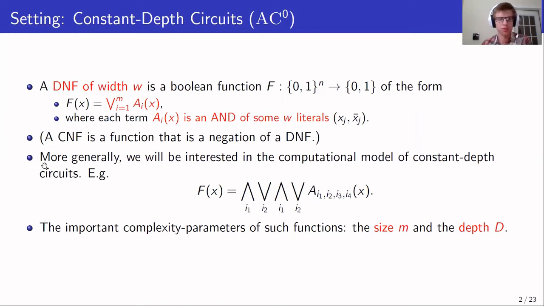Now, more generally, we're also interested in the computational model of constant depth circuits. I won't be too specific about the exact details that define that function class, but here's a typical example. This is a circuit of depth 5, if this A is still an AND of some literals. And so the important complexity parameters to keep track of for constant depth circuits are their size M and their depth D.